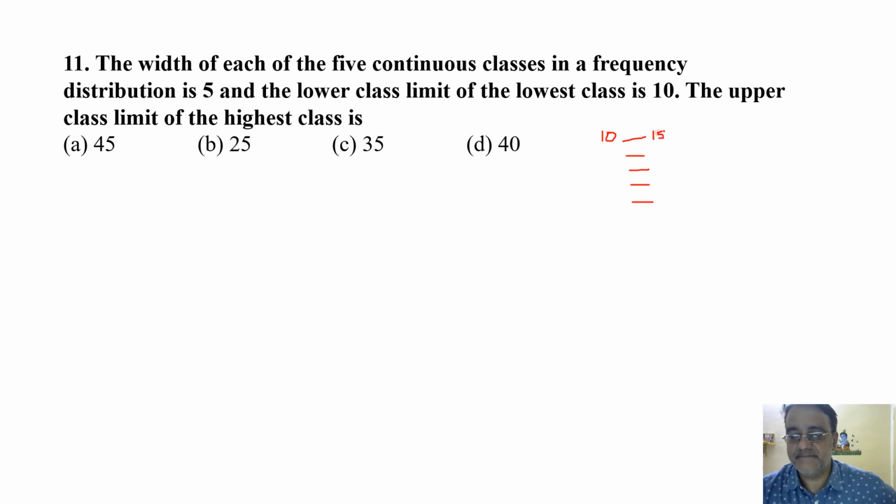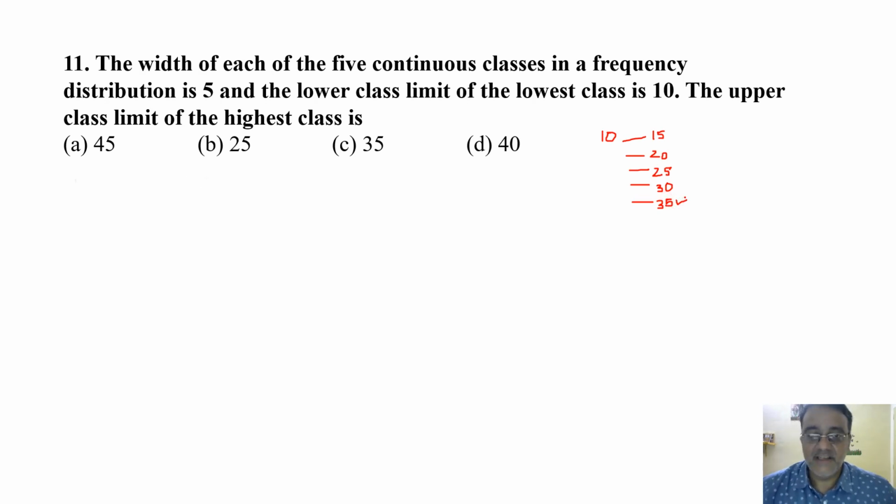This is clear? Yes, sir. Okay, यहाँ पे 5 increase करते जाओ. 20, 25, 30, and the last one is 35. This is one method, okay? So our answer is 35.